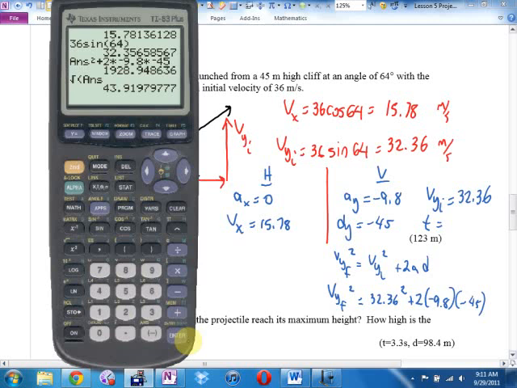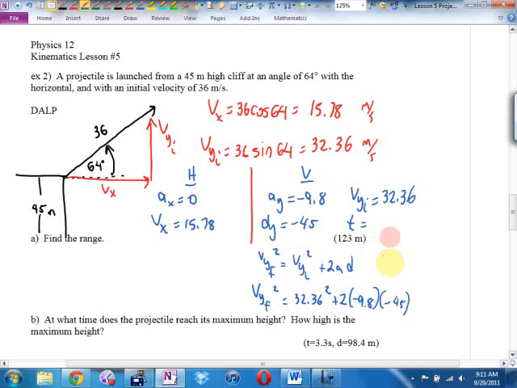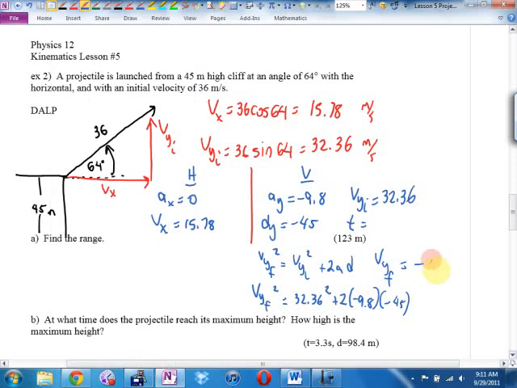Turns out, VY final is negative 43.92. So I have VY final, VY initial, A, I can find T. What equation has VF, VI, A, and T in it?